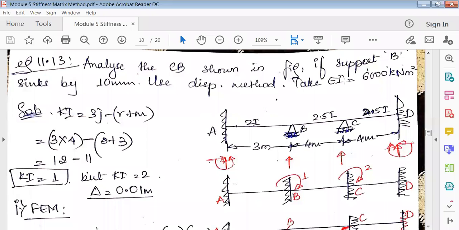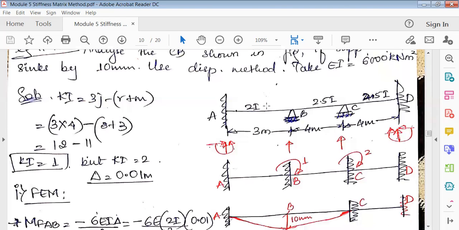Hello everyone. So the next type of problem on displacement method or the flexibility matrix method, that is the stiffness matrix method, is: analyze the continuous beam as shown in the figure. If the B support sinks by 10 mm, use displacement method, take EI equal to 6000 kilonewton meter square. Okay, so the different thing about this problem is, they have asked you to find out the displacement using the displacement method, analyze the continuous beam.